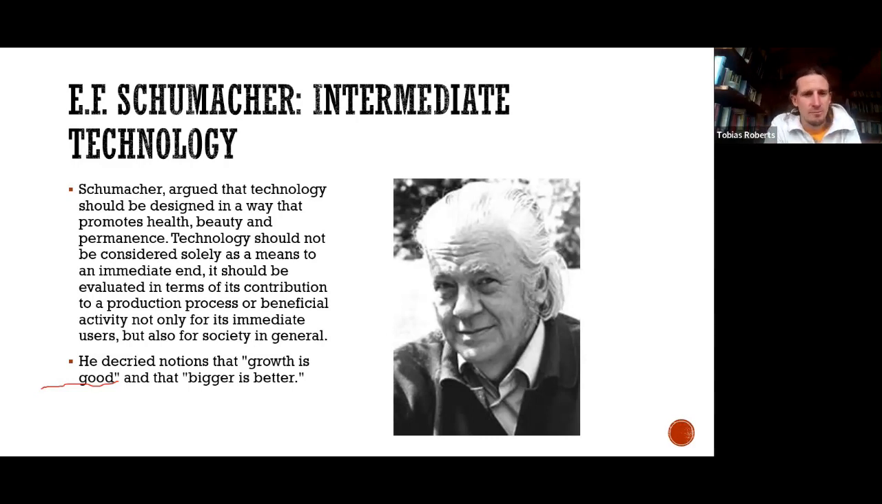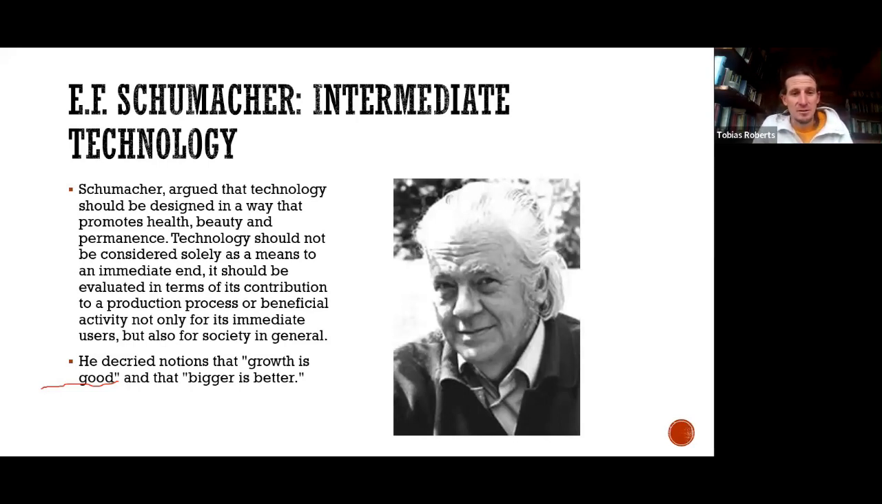And Schumacher argued that technology, any type of technology, should be designed in a way that promotes 3 values: health, beauty, and permanence. And so when we think about those three ideas, it isn't necessarily what we think of when we think of certain technologies today. So go back to farming. These massive tractors and combines and huge agro machinery, that has come to define modern day industrial agriculture in a global marketplace.